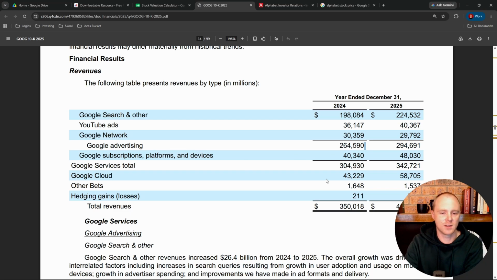Now Google Cloud is down here, accounts for about 43 billion and it's grown up to 58. So that's where that 15 billion and the 36% growth has come from. These other sections here are a bit smaller at about 15%.